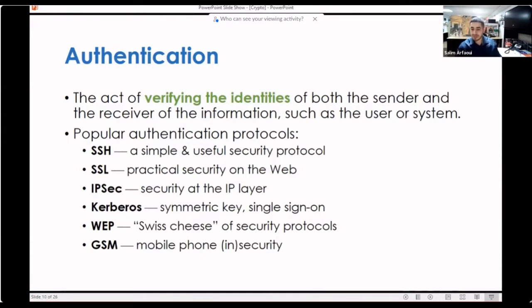Hey, Swiss cheese is delicious. For sure, delicious for those cheese lovers, for sure.